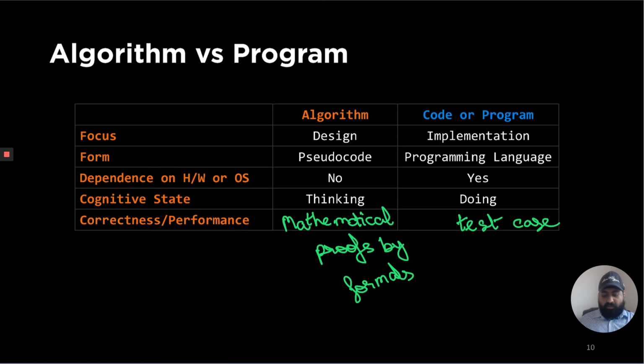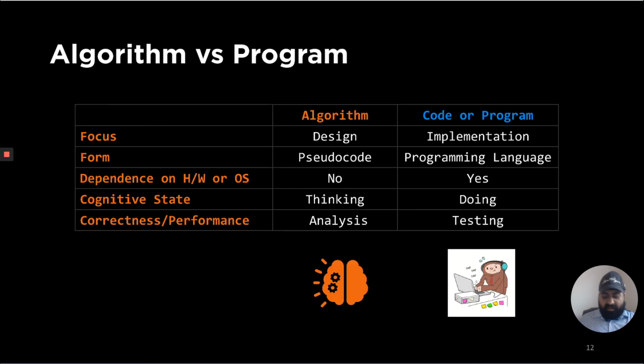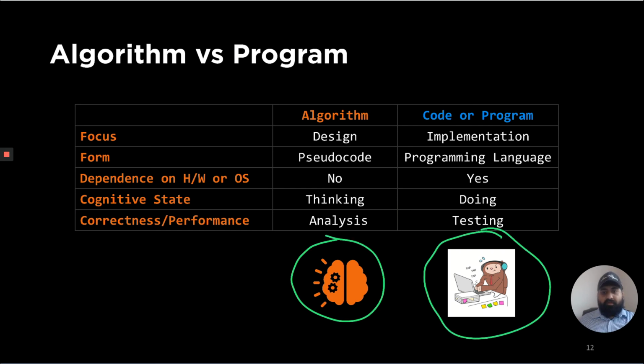So this is one of the core distinctions between an algorithm and a program. And once again, I wanted to state that the core difference is that with an algorithm we are basically thinking about how to solve a problem, versus actually doing it in implementation, when we are writing code for a particular program.